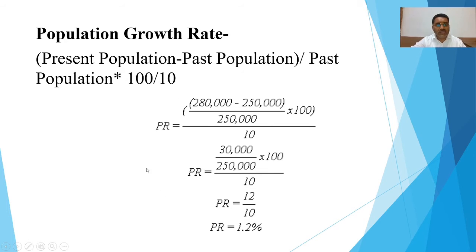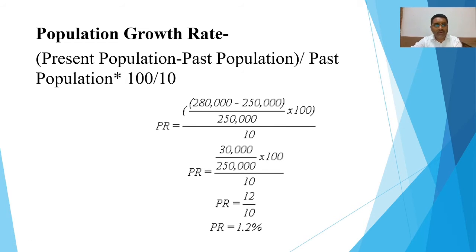Just for understanding, I have put some figures: 2,80,000 minus 2,50,000. Again I divide it by 2,50,000, that is the past population, multiply it by 100 and divide it by 10. So 30,000 divided by 2,50,000 into 100 divided by 10. PR, that is population growth rate, is 12 by 10, that is PR equals 1.2 percent. So that is the very simple and easy formula for the calculation of population growth rate.